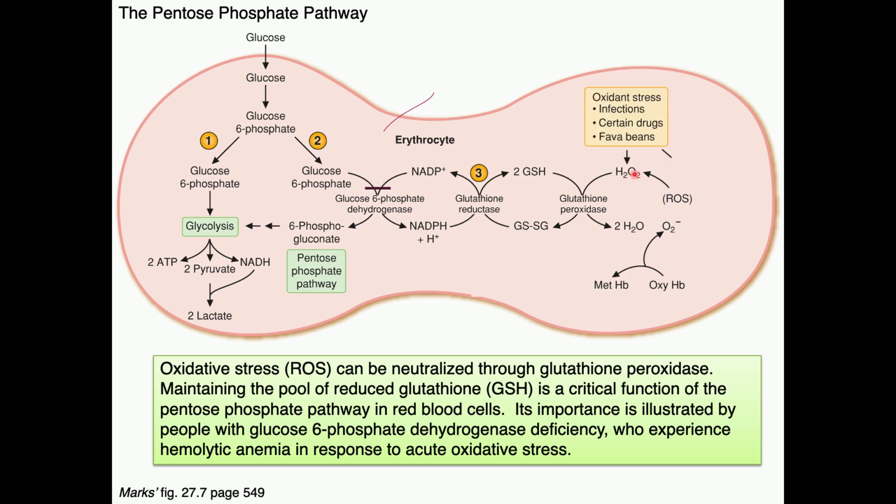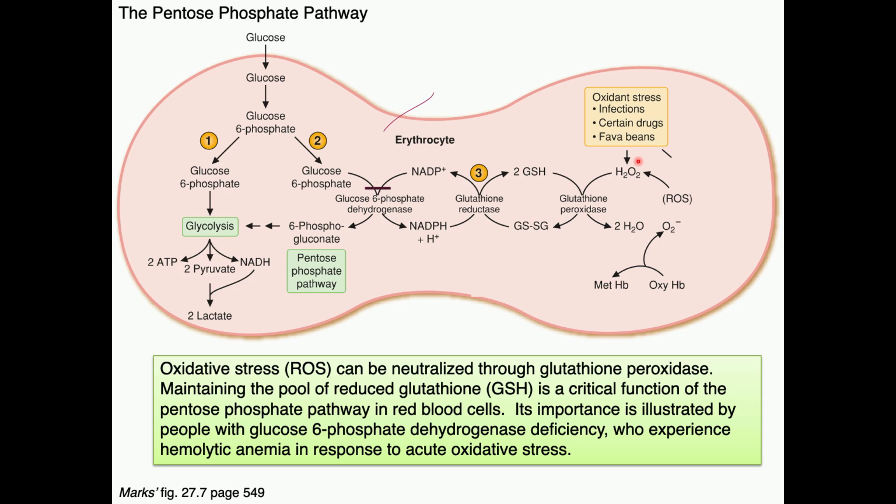Okay, so this oxidative stress occurs just naturally through metabolism, but there are certain transient conditions that can greatly increase it. So viral infections, some drugs like sulfur-containing antibiotics, for example, some things in our diet, like fava beans. They have sulfur-containing molecules called vicine and covicine, and their metabolism generates a transient, huge increase in oxidative stress.